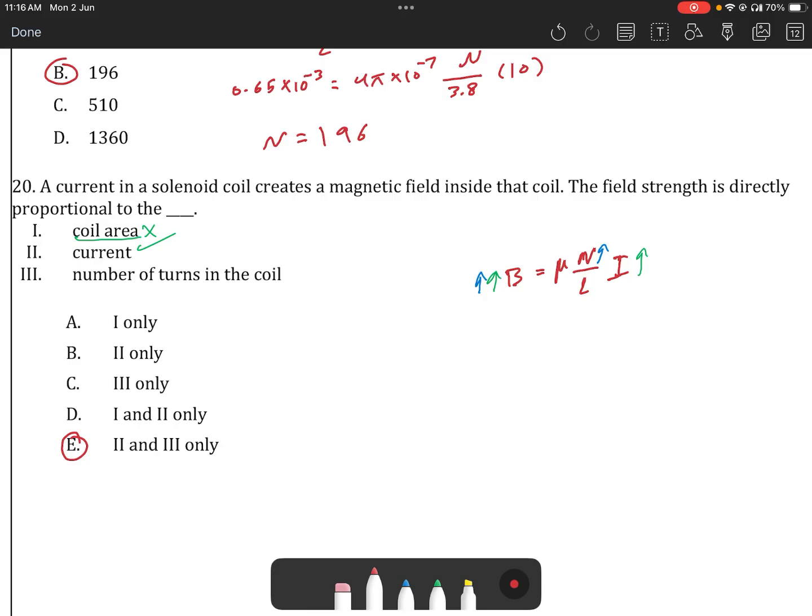Okay, let's say what is the inversely proportional factor? Actually, it is L. If we are talking about inversely proportional, it is the length of the coil, the solenoid.